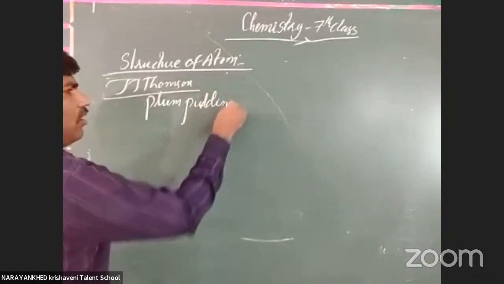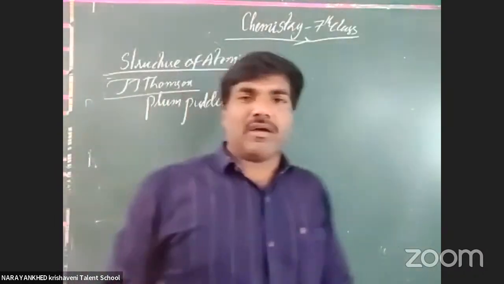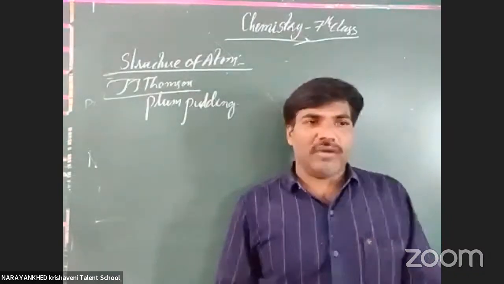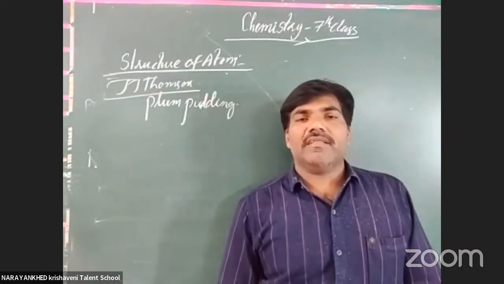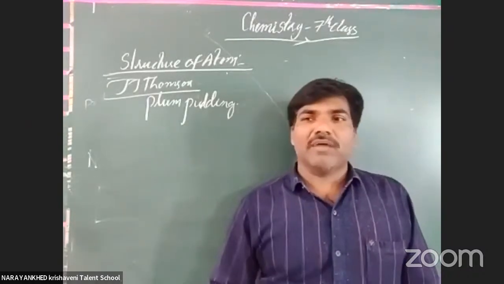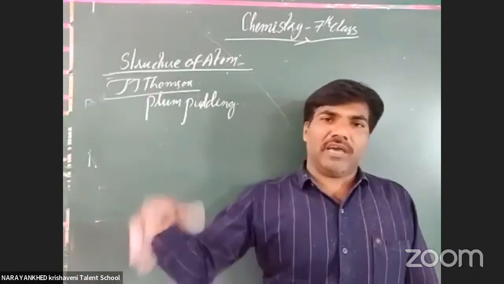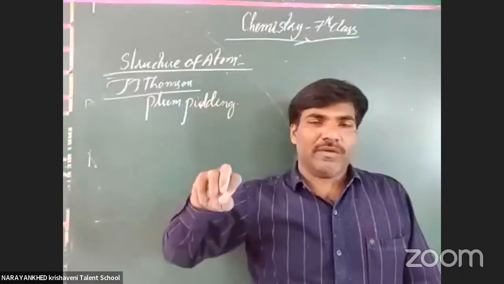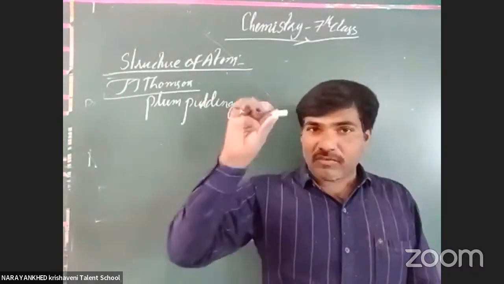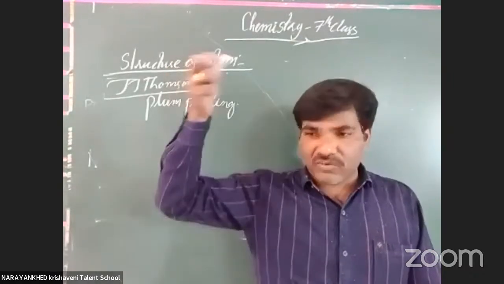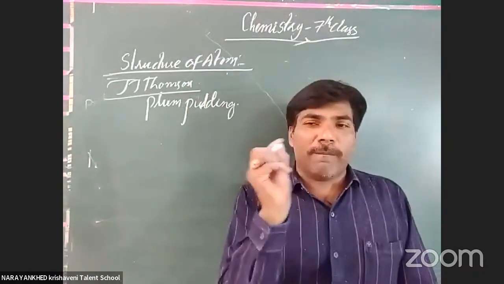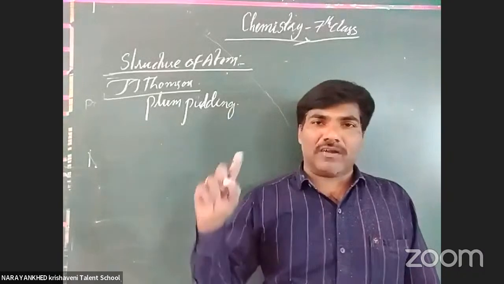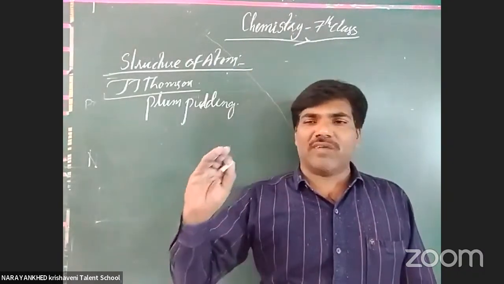What is the plum pudding model? The word is new for you, but our general word is watermelon. According to J.J. Thomson, the atom contains which structure? The watermelon model. Just as a watermelon is, the atom is also contained inside one particular element. Imagine there are lakhs of things in this chalk piece, crores in our body, like small particles in a watermelon. But what is there in a watermelon? Seeds as well as juice.